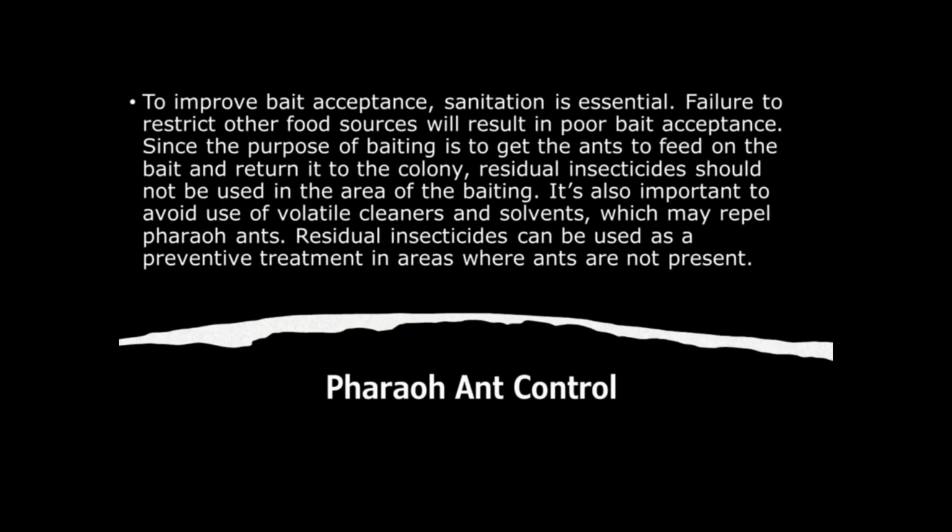Pharaoh ant control. To improve bait acceptance, sanitation is essential. Failure to restrict other food sources will result in poor bait acceptance. Since the purpose of baiting is to get the ants to feed on the bait and return it to the colony, residual insecticide should not be used in the area of baiting. It is also important to avoid use of volatile cleaners and solvents, which may repel Pharaoh ants. Residual insecticides can be used as a preventative treatment in areas where ants are not present.